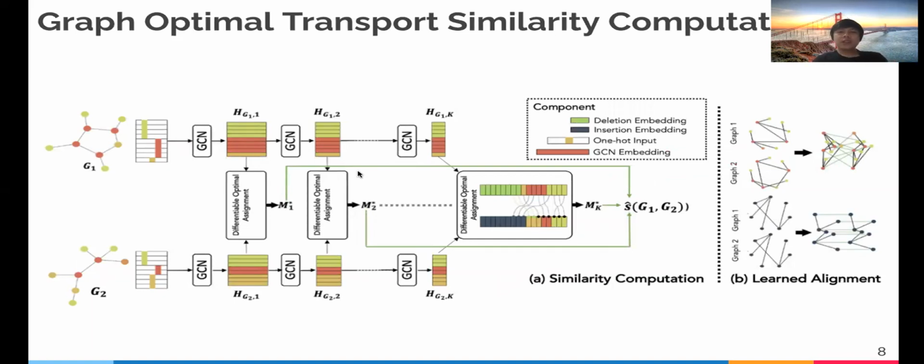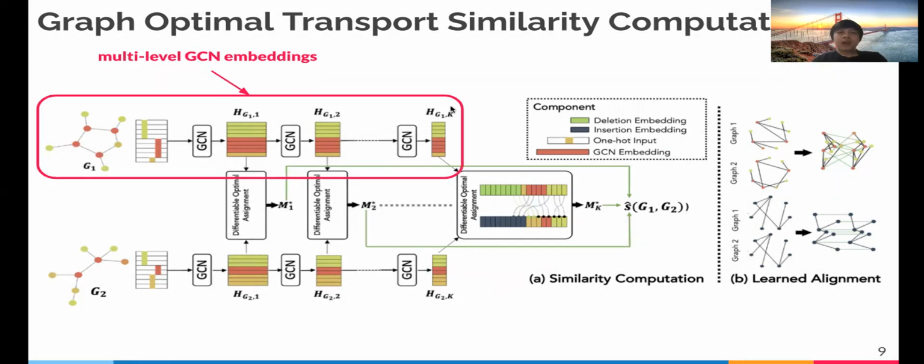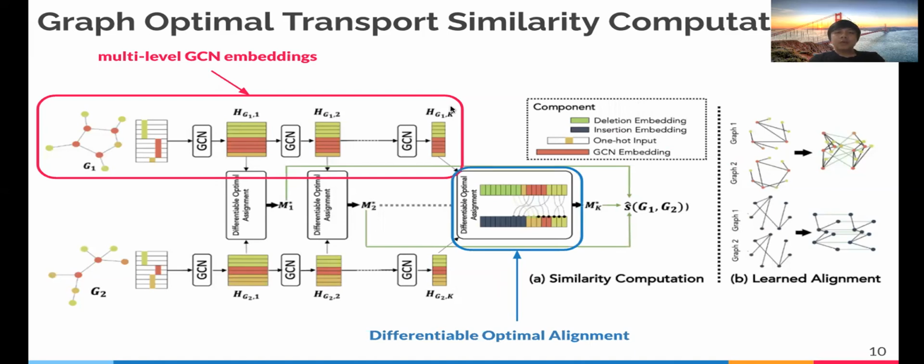To solve the limitations of the previous approaches, we propose a graph optimal transport model for the graph similarity computation task. So here is the overall architecture of the model. First, for each graph, we extract the node embeddings at multiple levels of propagations, for example using the GCN. And then for each level, we compute the optimal assignment cost between two sets of node embeddings. Notice that this is an ordering invariant function of the node embeddings. And finally, the similarity is approximated with a function of linear combinations of these costs.